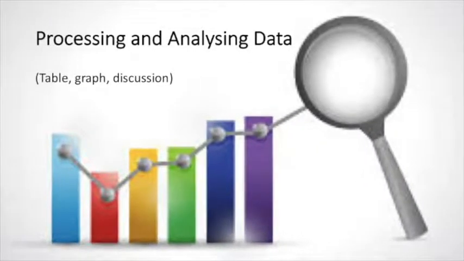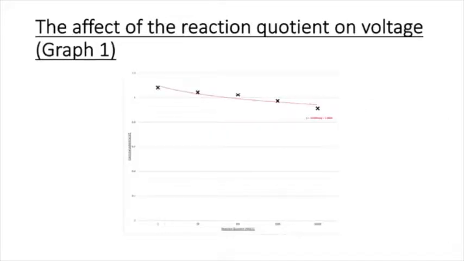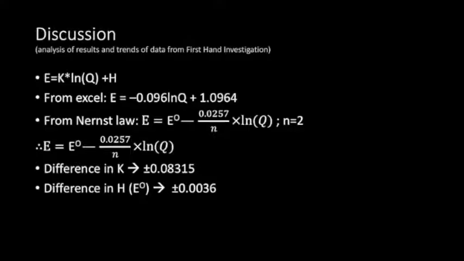Processing and analyzing data. Table, graph, and discussion. The effect of reaction quotient on voltage. Table 1. The effect of the reaction quotient on voltage. Graph 1. Discussion. Analysis of results and trends of data from first-hand investigation.